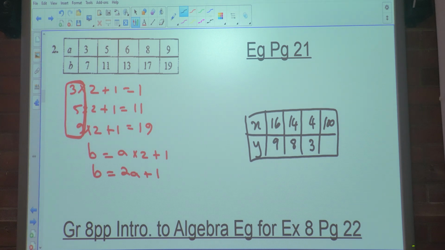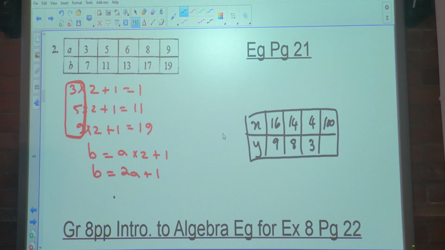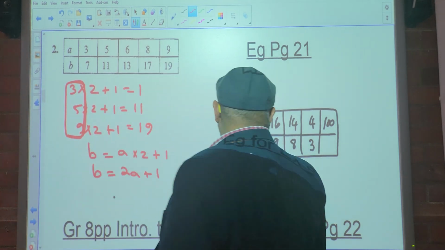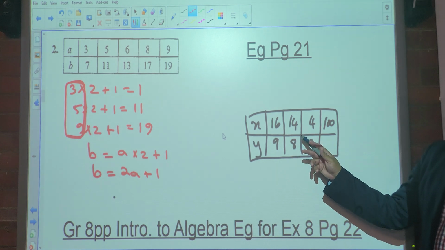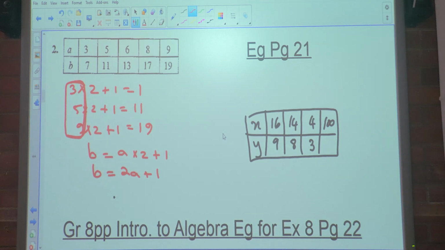Yes, through the table. Right, so does anybody got it? Got 16 and then 9, 14 and 8, 4 and 3, 100 and what? Anybody? Yes? Yes, well done.